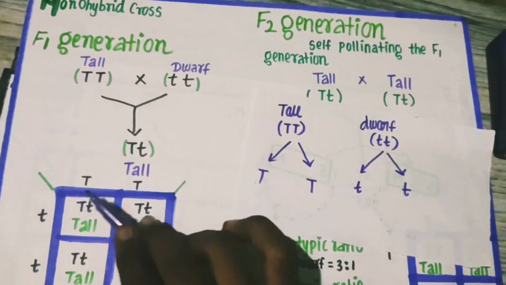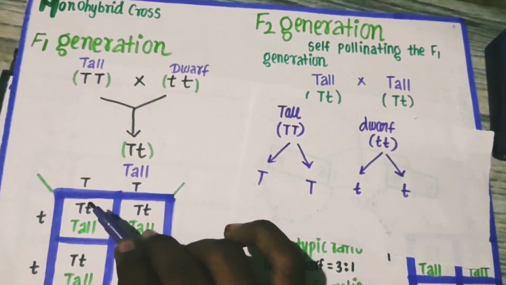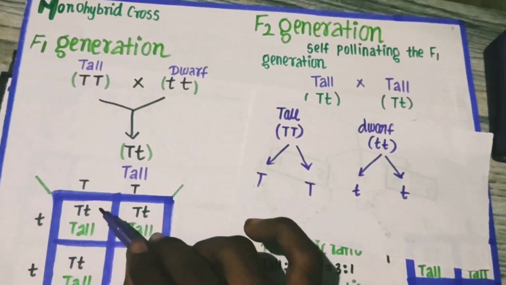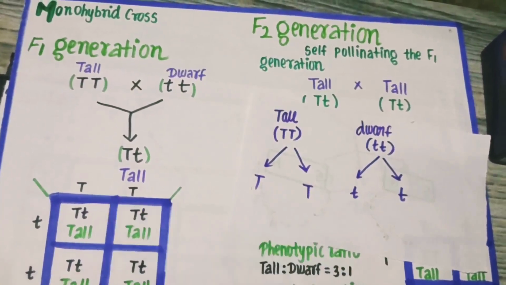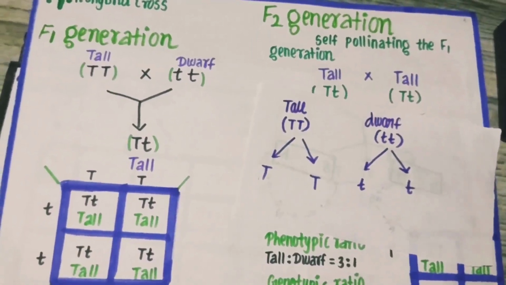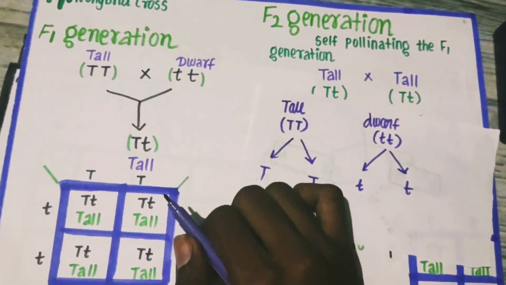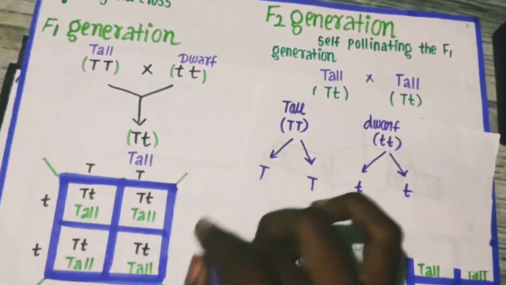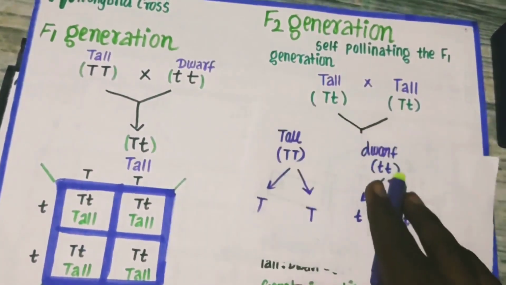Now, in the heterozygous condition, only one character will be expressed, and that is the dominant character. You can see the tallness is dominant over dwarfness. So tallness is known as the dominant character, and dwarfness is the recessive character. Am I right, kids? In the heterozygous condition, only one character is expressed, and that is the dominant character. Because of that, all the offspring are going to be tall in the F1 generation.